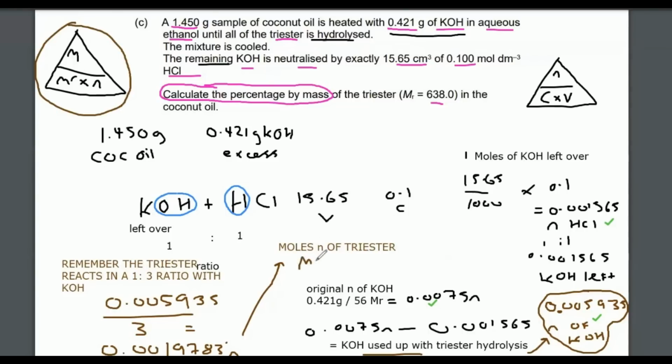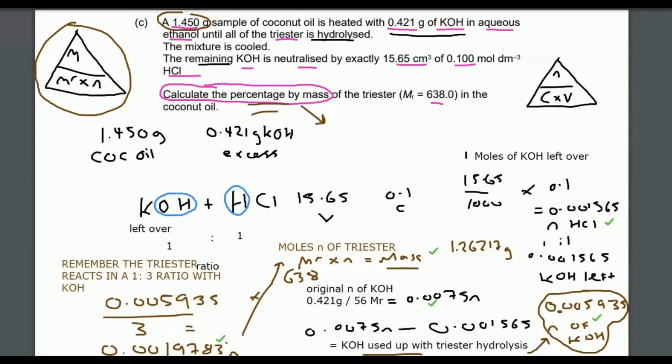So you've got most of the marks now. We just need to use that mass = MR times moles and convert that back to find the mass of triester in that many moles. Remember that the MR was 638 of our triester in the coconut oil. So we need to do MR times moles. So 638 times 0.0019783. And we're going to get a mass of 1.26217 grams.